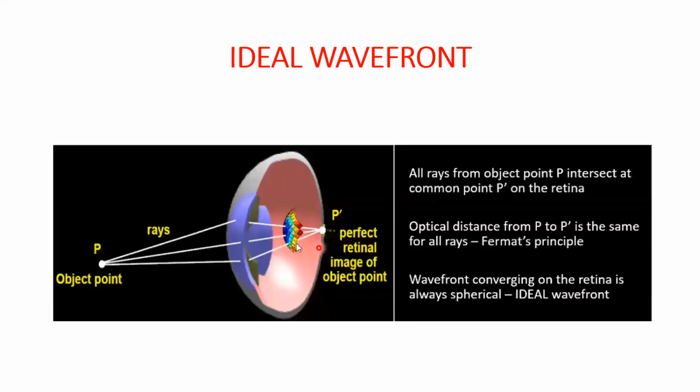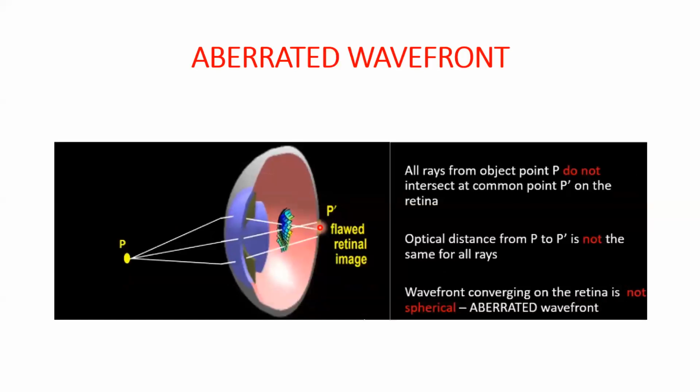the focal point. So in an ideal wavefront, we have the object P over here. It forms an image on the retina, which is P dash, and the optical distance from P to P dash is the same for all rays. And the wavefront converging on the retina is always spherical, which is an ideal wavefront. In an aberrated wavefront, all the rays from object point P do not intersect at a common point P dash. That is, we have multiple points of foci on the retina, and the optical distance of P from P dash is not same for all the rays. Hence, we call this wavefront an aberrated wavefront.